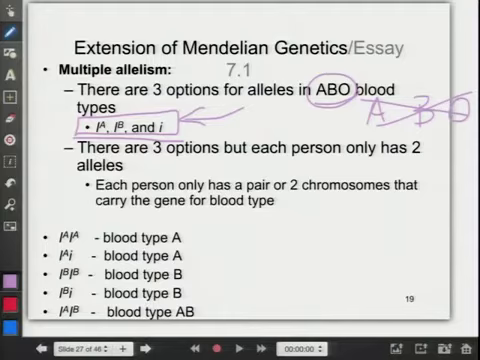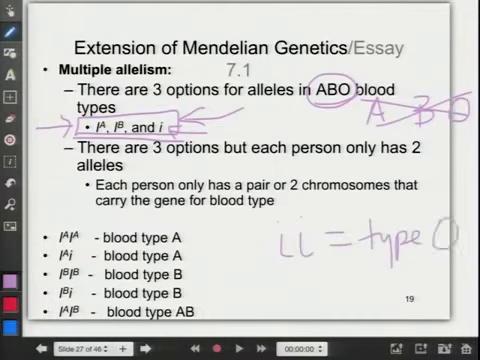So the I A and I B are dominant, and they're codominant to each other, and they each show up. If you have both of those alleles, you are type AB blood. If you have one I B and one little i, you're type B. Little i is the only recessive one, and homozygous little i gives you type O blood. So if your mom is type O and your dad is type O, you have to be type O, because A and B are dominant over O.